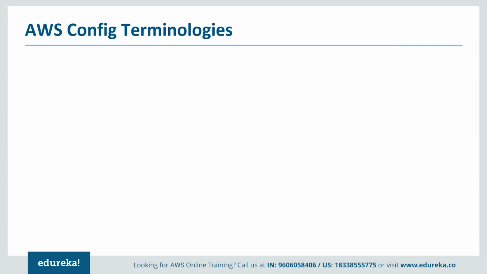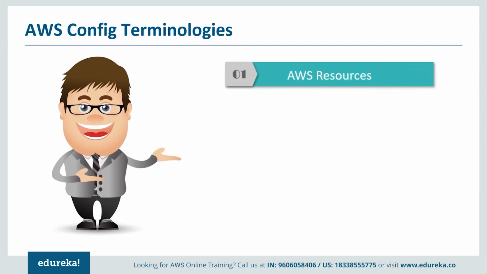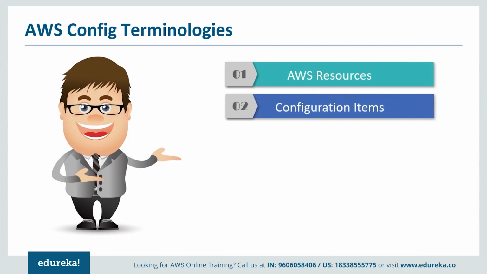What are some of the terminologies that AWS Config has to offer? First, AWS resources. These can be anything, as I just talked about quite a few services that AWS offers. AWS Config can look into services like your compute services. EC2 is a compute service, and AWS Config can monitor those resources as well. It can monitor resources provided by your VPC, your storage, and so on. The items created using these services are your AWS resources, your configuration items.